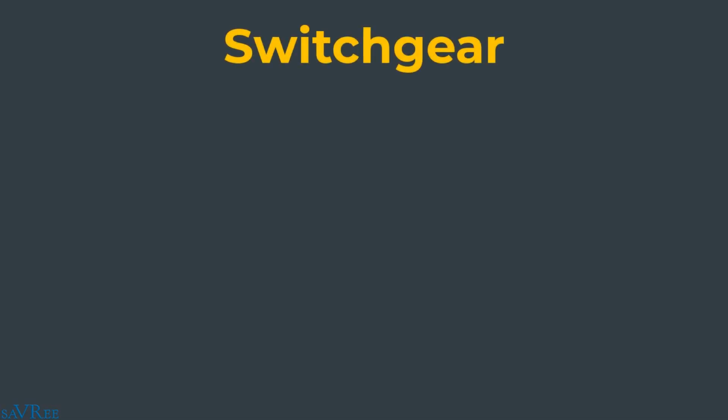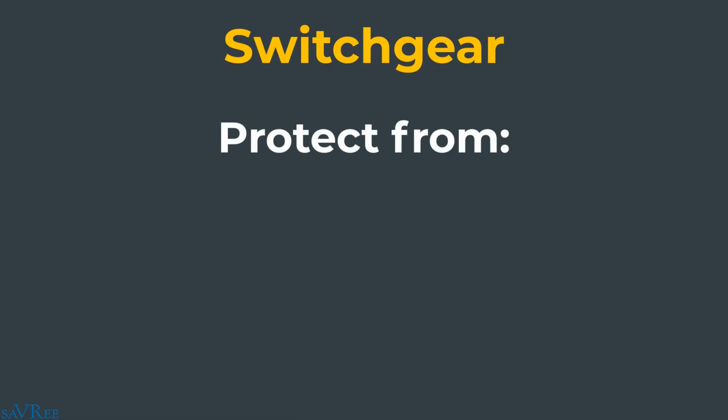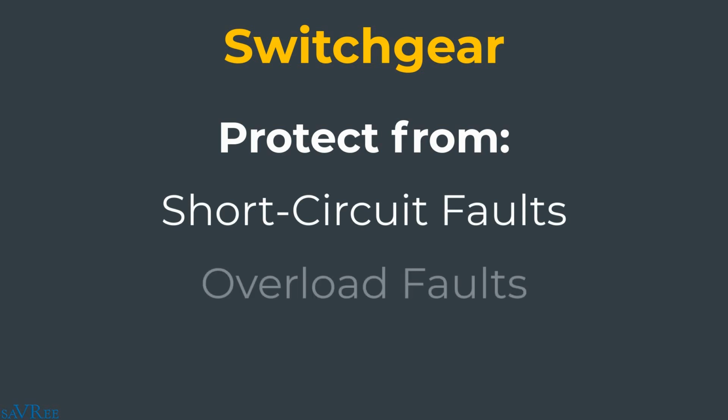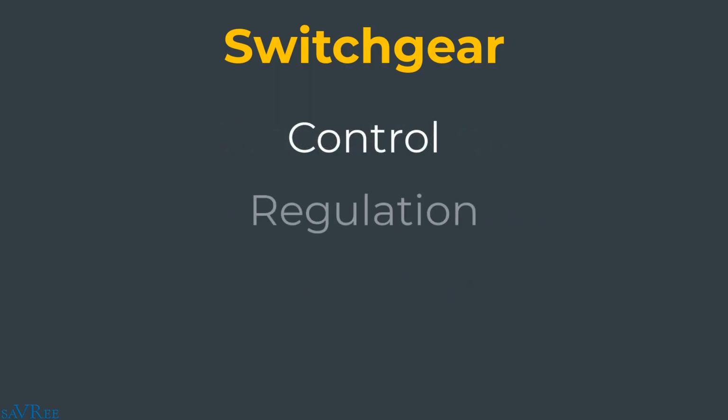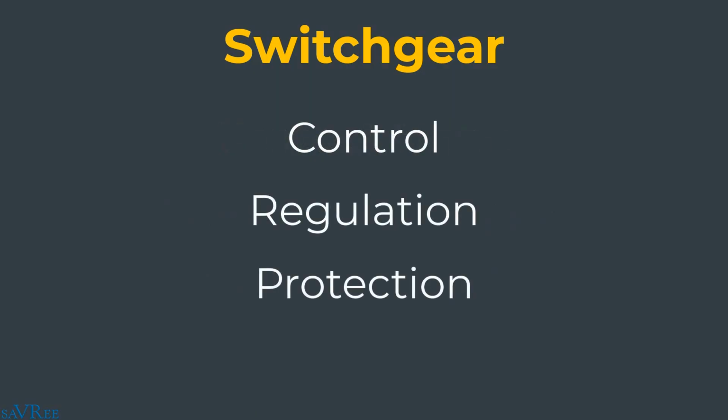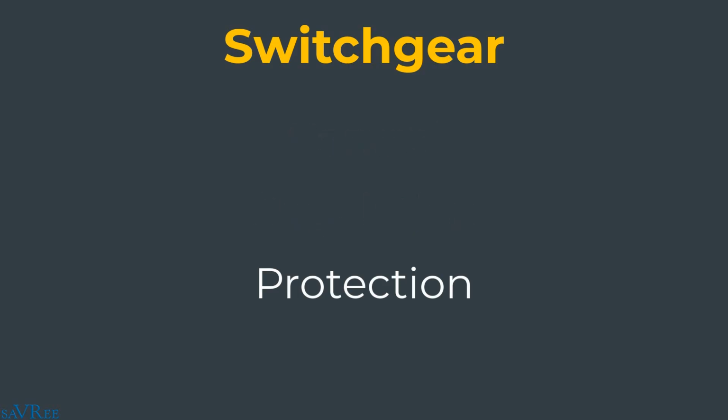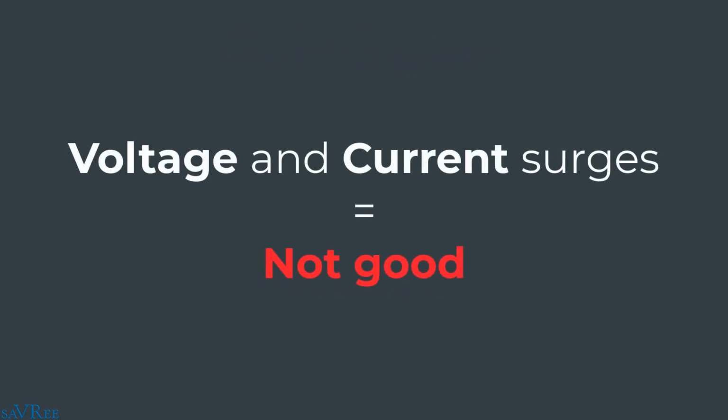Switchgear are designed to protect electrical components and equipment within the electrical system from things like short circuit faults and overload faults. The main purposes of switchgear are control, regulation, and protection. But the one that most people think of when they think of switchgear is protection. We don't want voltage surges, current surges passing through our electrical system freely. We want to arrest any short circuits or overload currents before they damage the equipment and components within our electrical system. It's switchgear that allows us to do that.